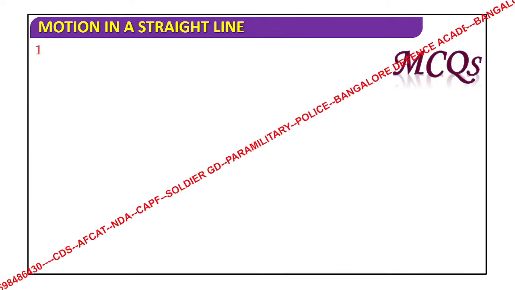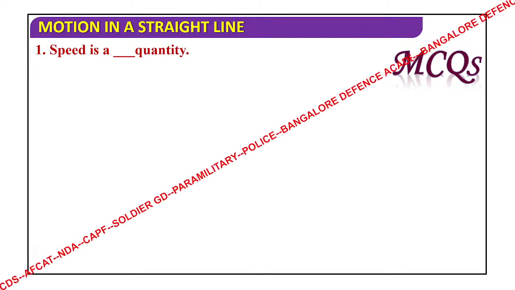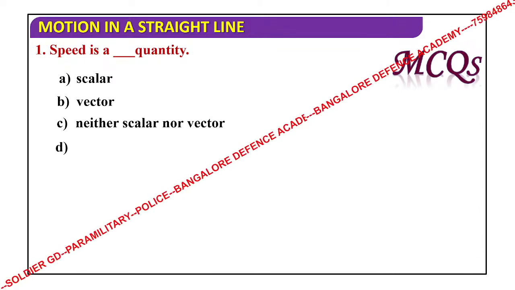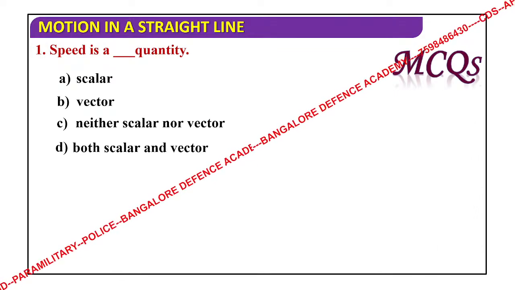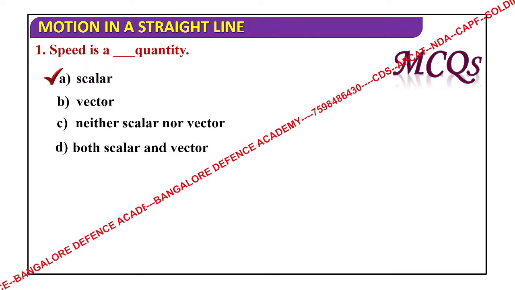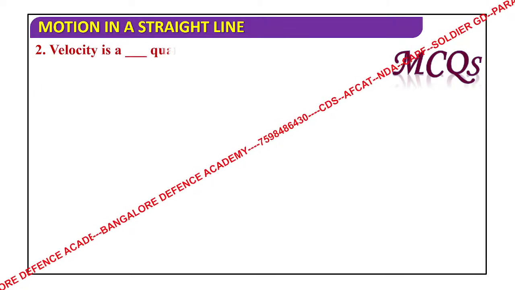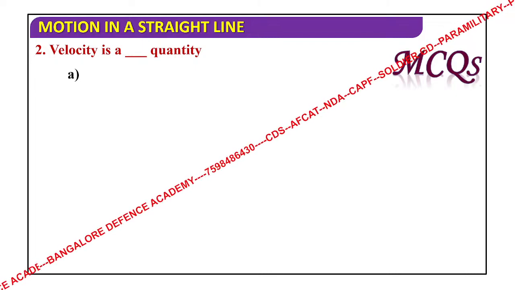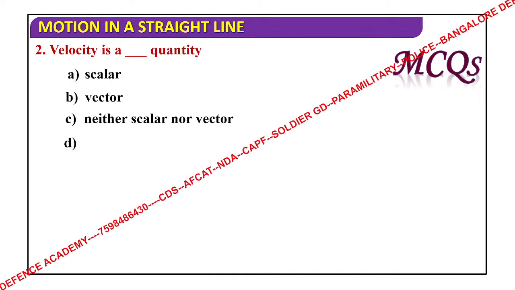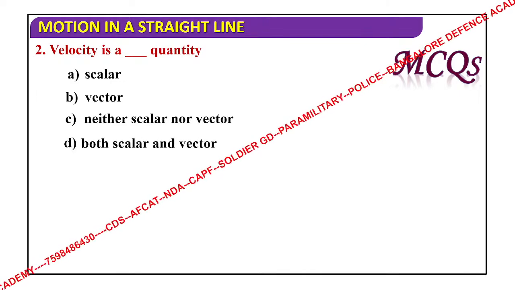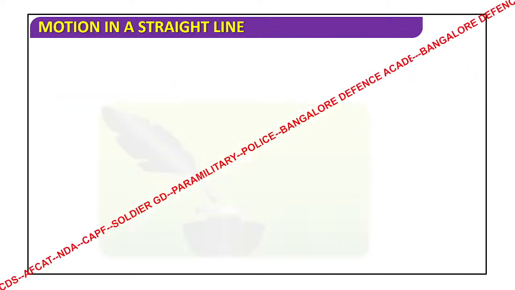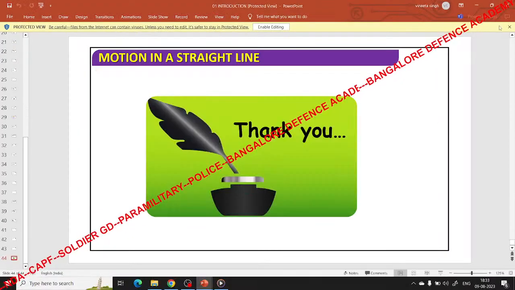Now let us try to answer the next question. Speed is a dash quantity: scalar, vector, neither scalar nor vector, both scalar and vector. What is the answer? Speed is a scalar quantity. Next, velocity is a dash quantity: scalar, vector, neither scalar nor vector, both scalar and vector. Answer is vector. Velocity is a vector quantity. Fine. I hope you have understood the basics.